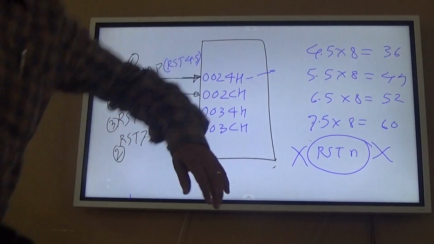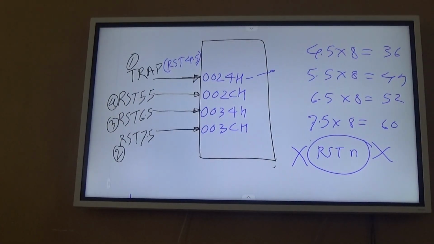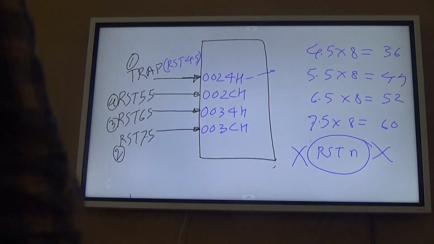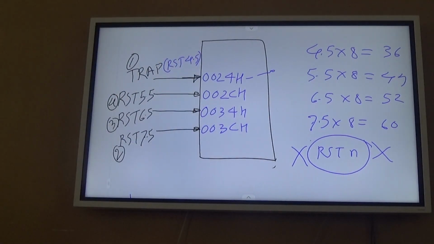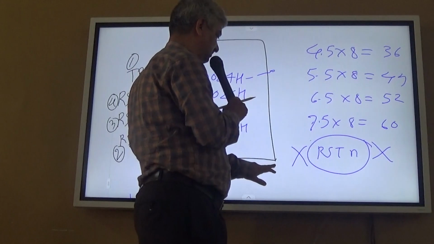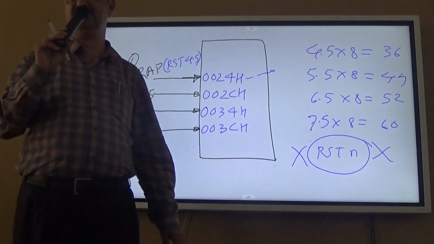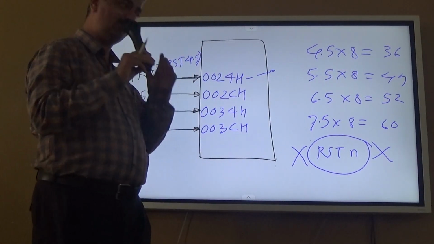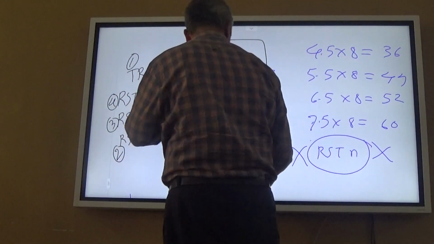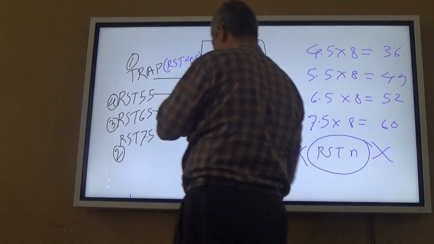These are called vector interrupts because each of the interrupts is associated with a predefined call instruction. Right. Now, next is very important. That is very specific to 8085.